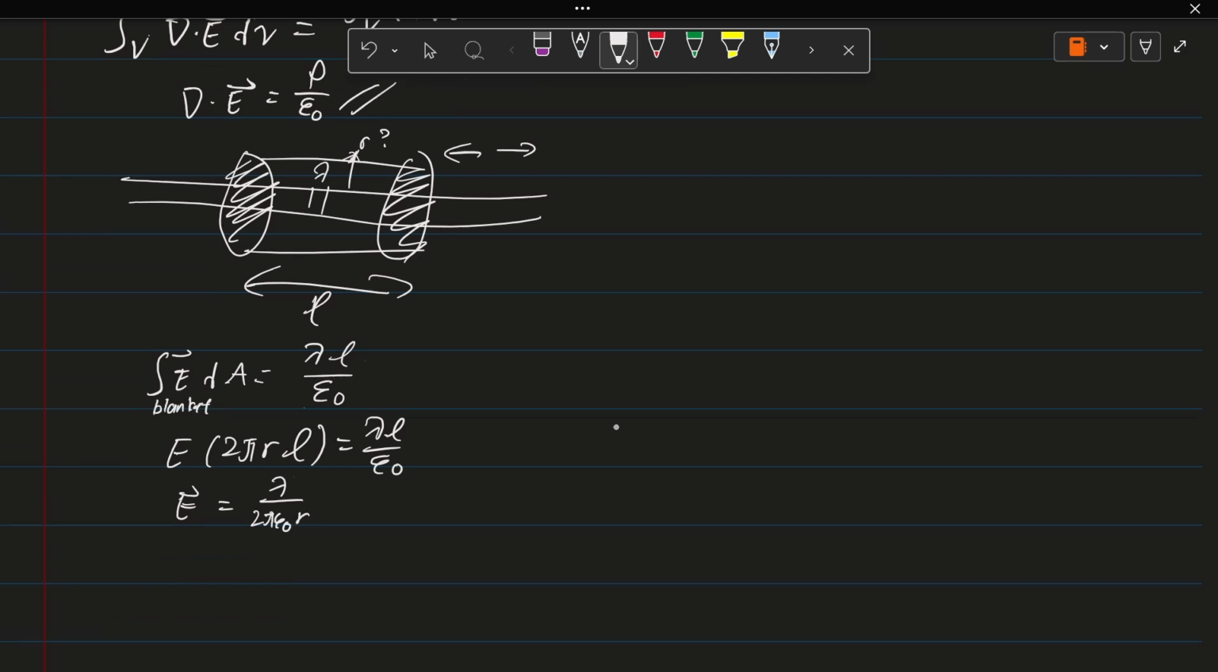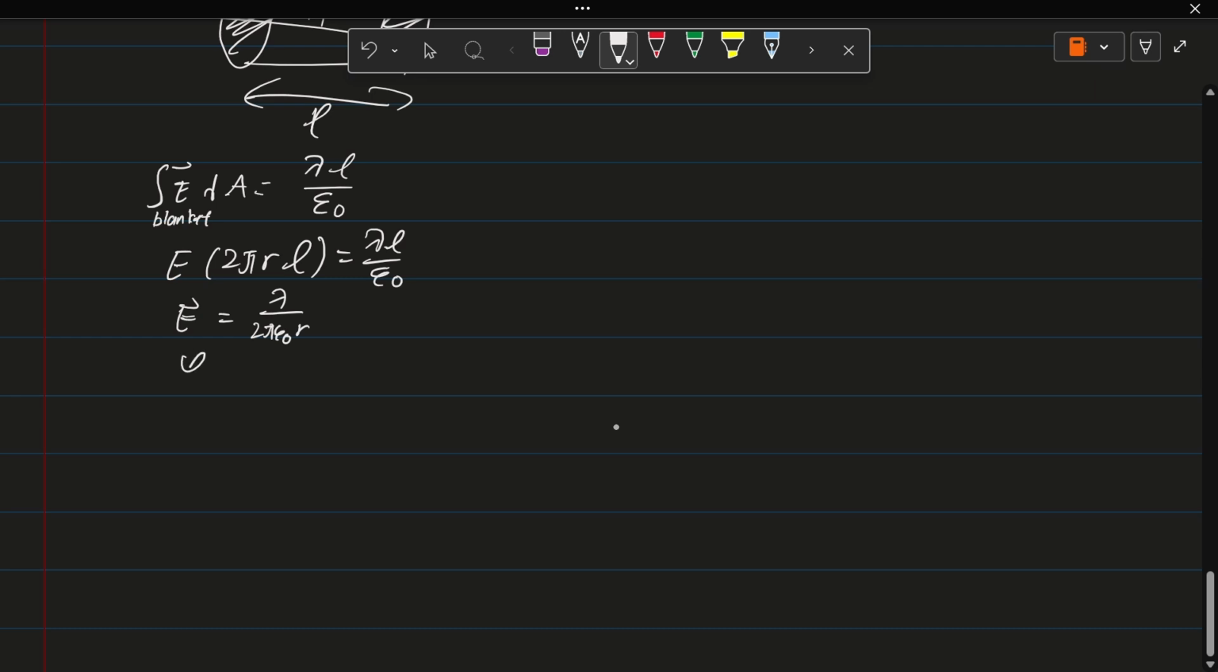And you could also get the potential just by doing the negative gradient, or by trying to solve it through integrals. Sorry, this is in the r hat direction because of the symmetry as well. So just doing the integral, you would get that this is lambda over 2 pi epsilon 0 natural log of r plus c. This is the potential for the rod.